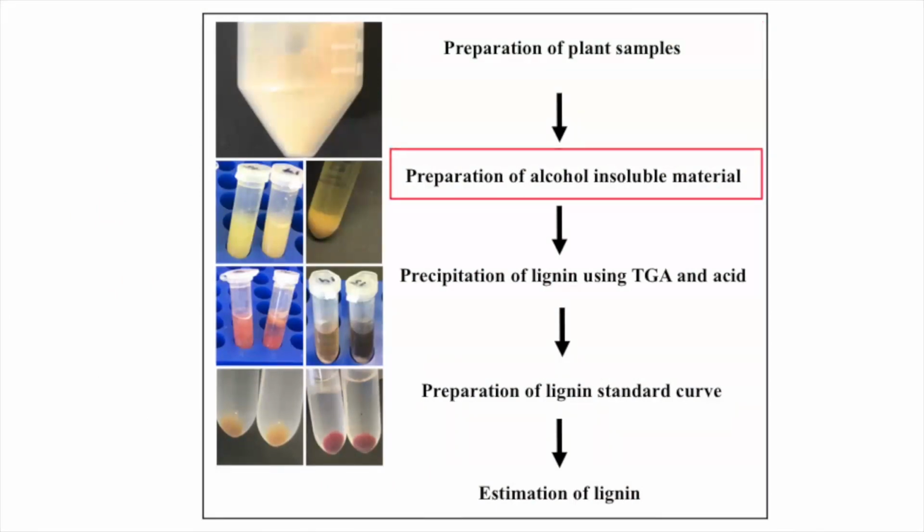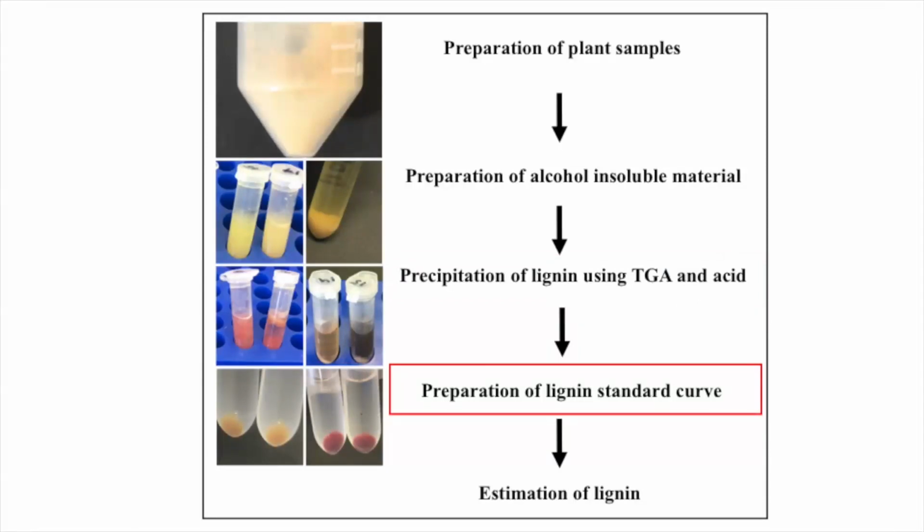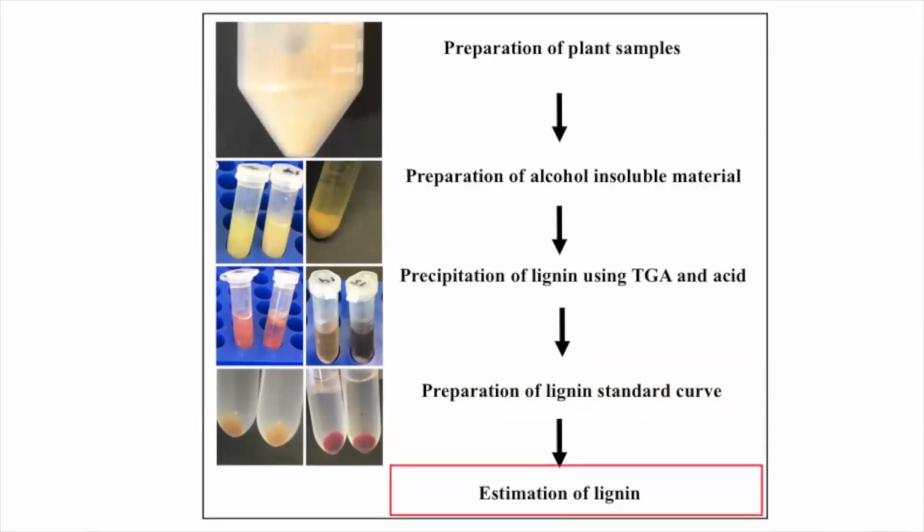In the second phase, we isolate the alcohol-insoluble extract. In the third phase, we precipitate lignin using thioglycolic acid and acidic conditions. In the fourth phase, we prepare lignin standard curve using industrial bamboo lignin. Finally, in the fifth phase, we estimate the lignin content using the standard curve prepared in the fourth phase.